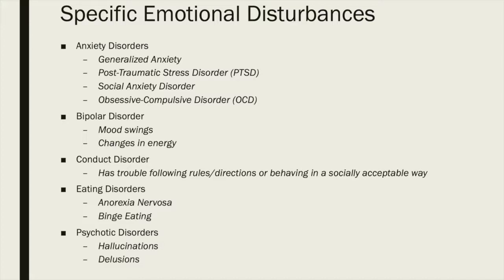There are many types of emotional disturbances, and the following are the most common. There are anxiety disorders, more specifically generalized anxiety, post-traumatic stress disorder, social anxiety disorder, obsessive compulsive disorder. Then we have bipolar disorder, which means that children can go through mood swings and also have changes in energy, which means that they could be really happy at one point and then quickly change to really sad or vice versa. Then there's conduct disorder, which means that a student has trouble following rules or directions, and also they have trouble behaving in a socially acceptable way.